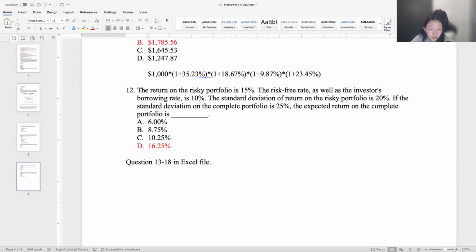So final question for multiple choices. The return on risky portfolio is 15%. The risk-free rate as well as the investor's borrowing rate is 10%. The standard deviation of the return on risky portfolio is 20%. If the standard deviation on the complete portfolio is 25%, the expected return on the complete portfolio is.